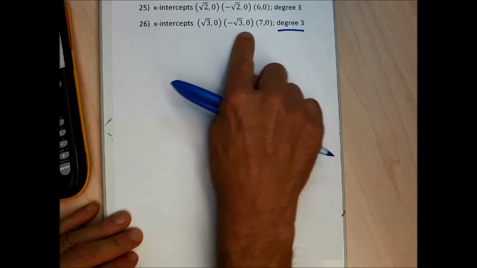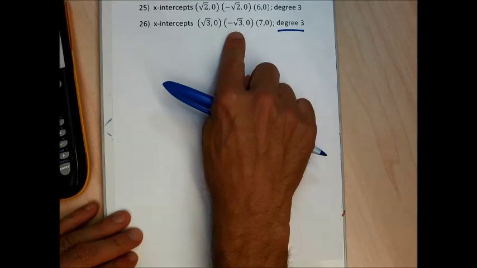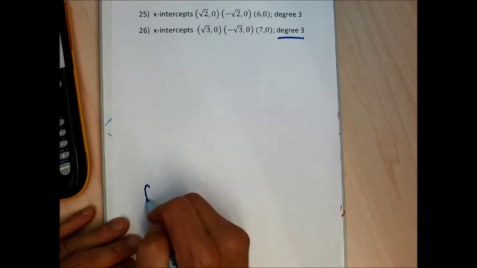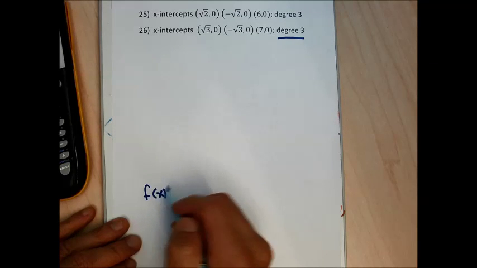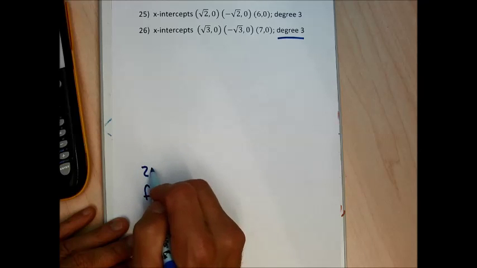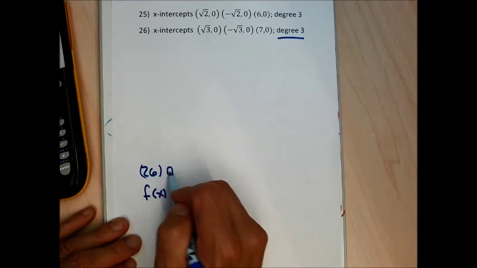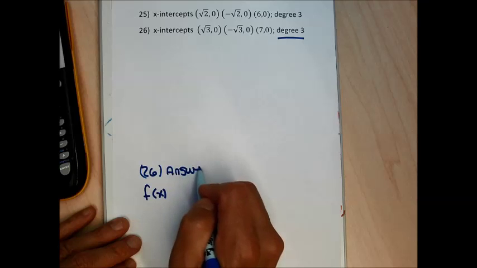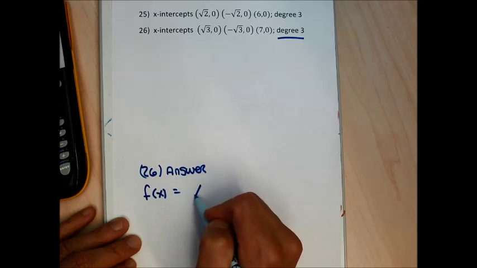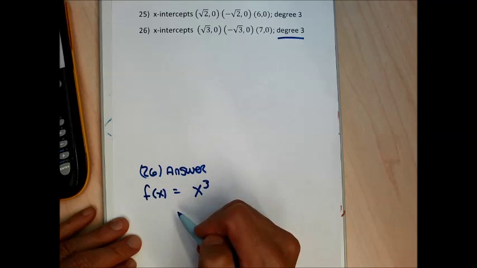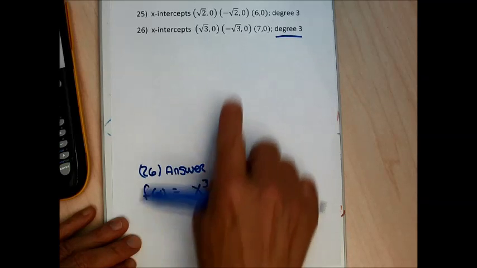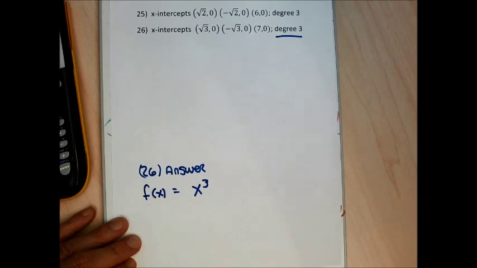Even though two of the intercepts are square roots, none of them are fractions, so my answer won't have a number in front of the square root, or in front of the x cubed. In problem 26, I'm asked to create a third degree polynomial, so my answer is going to have an x cubed in it, and it's not going to have a number in front of the x cubed because none of the x-intercepts are fractions.